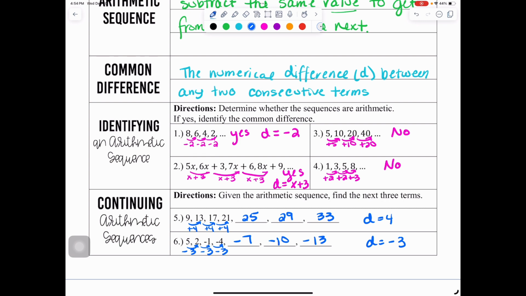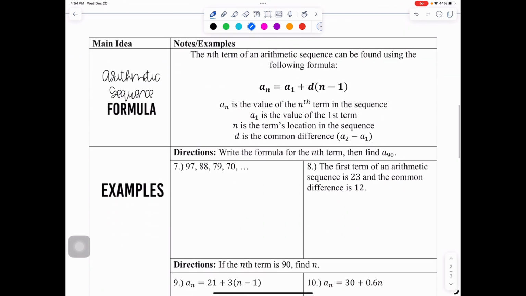So you can identify whether it's arithmetic or not, and if it is, you should be able to continue the pattern. Moving on, we want to talk now about how you can actually write a formula for these sequences and use it to answer questions. So the formula for an arithmetic sequence says the nth term, which means you can find any term you want, of an arithmetic sequence can be found using the following formula. So a sub n equals a sub 1 plus d, which was the common difference, times n minus 1.